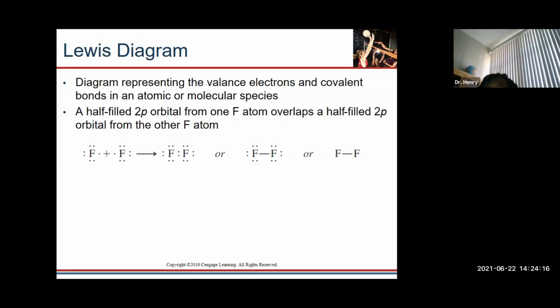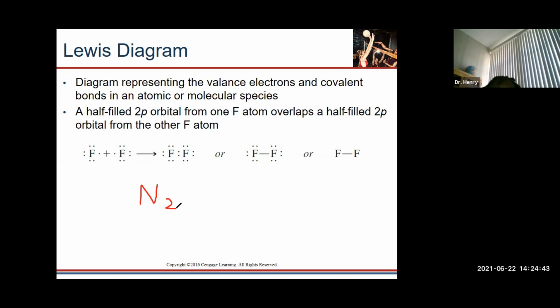Yes, there are exceptions. We'll get to that, I promise you. Okay, we'll get to those exceptions. So let's work on getting 8. So if I have nitrogen, I have N2. Can you guys draw the Lewis structure for N2?